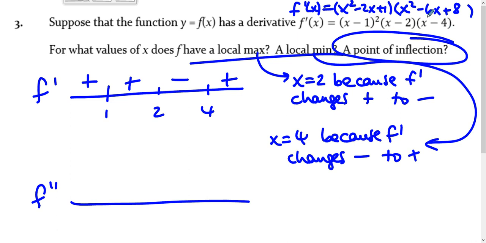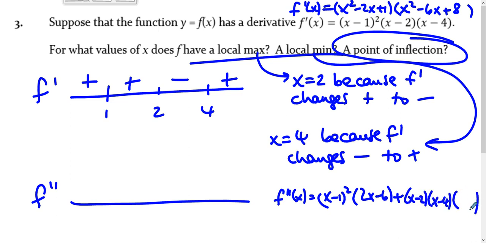And then I'm going to run the product rule on this expression. So f double prime, product rule on this expression, that's first times derivative of second plus second times derivative of first. And then a little bit of algebra. And I'm going to trust that you can do algebra.